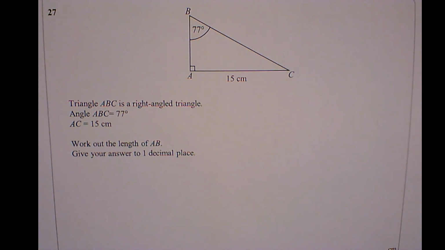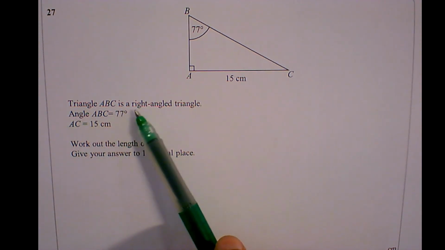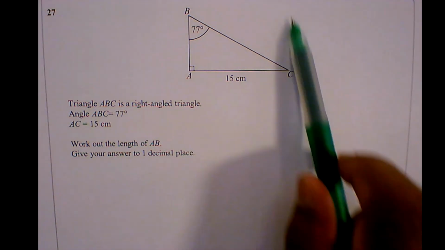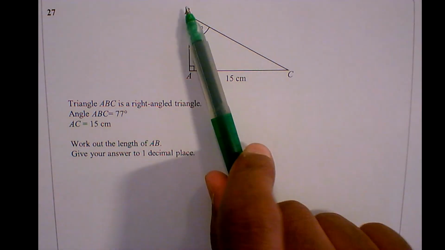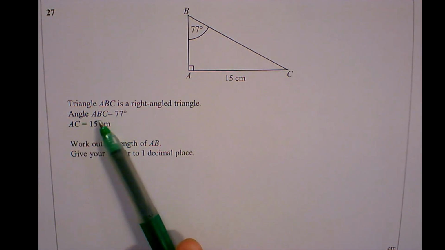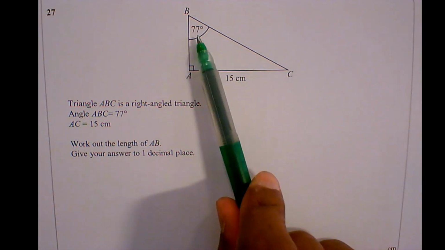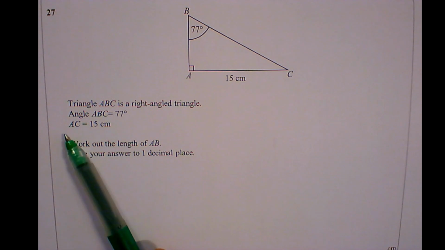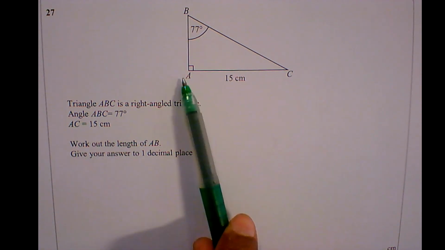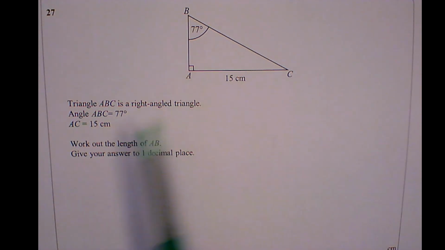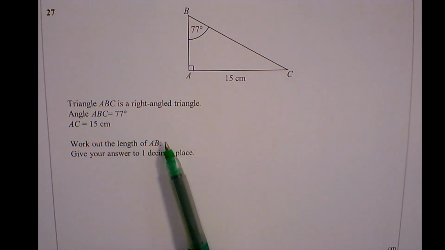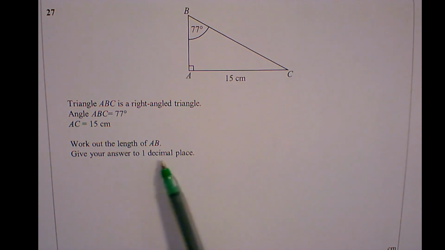Question 27. Triangle ABC is a right angle triangle. So I've got this triangle here, ABC. Angle ABC equals 77 degrees. So ABC is 77, it's that one there. AC is 15 centimeters, A to C is 15. Work out the length of AB. Give your answer to one decimal place.